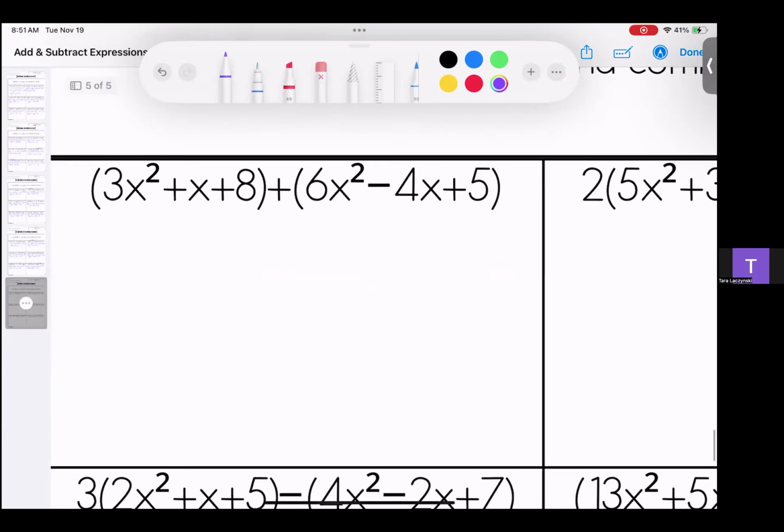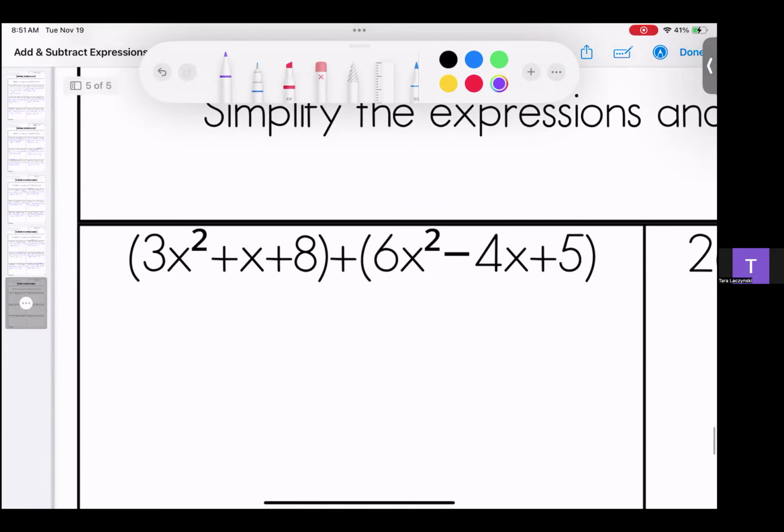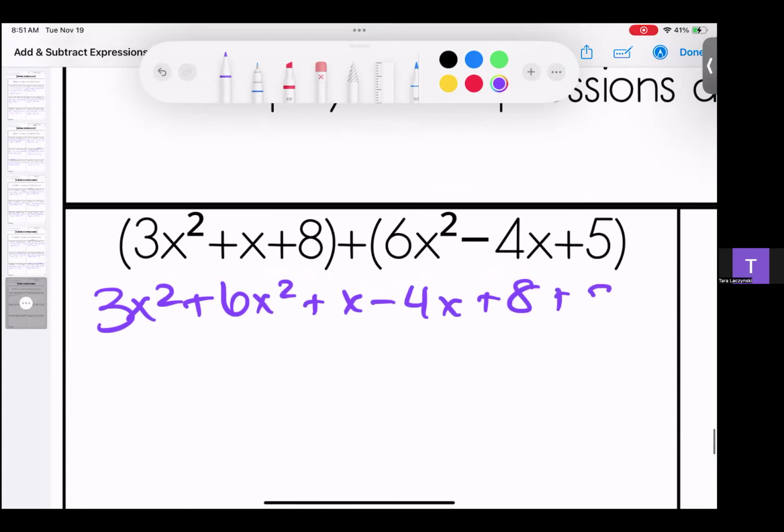Down here is a mix, so watch your sign. We have some with the plus sign and some with the minus sign. So this one we can just drop our parentheses, put like and like together. So we have 9x squared minus 3x plus 13.